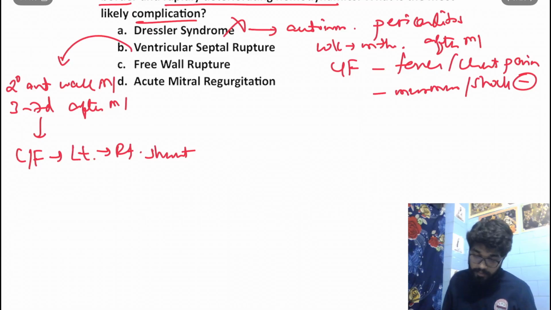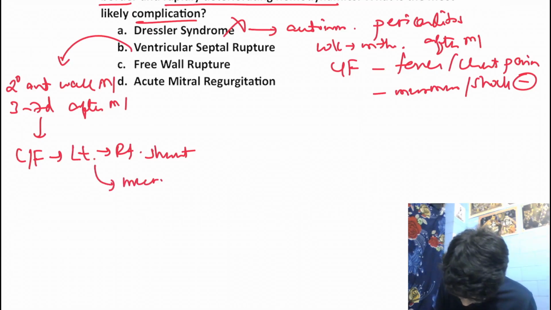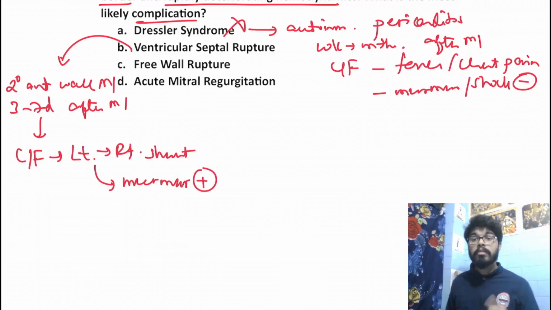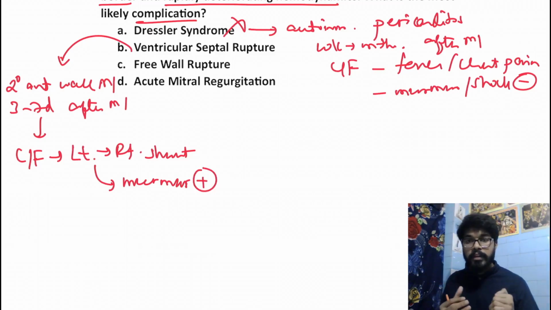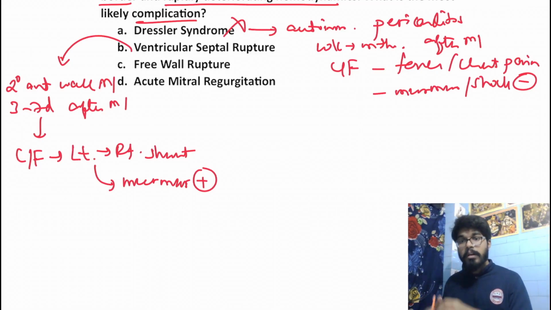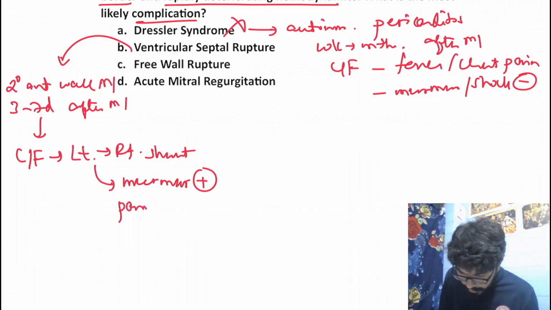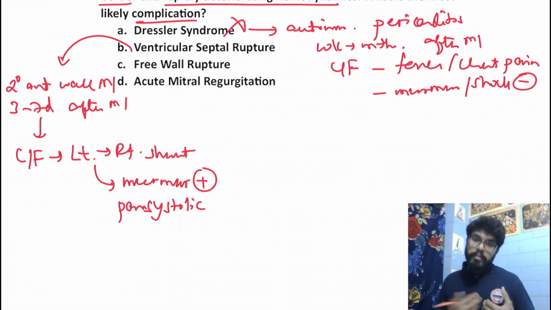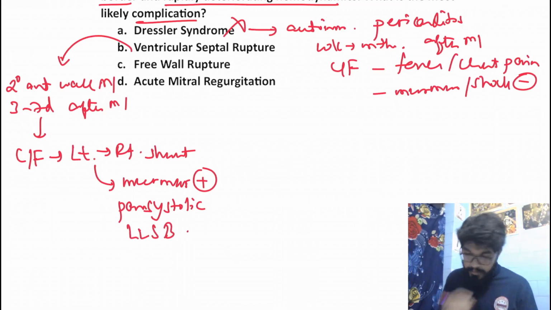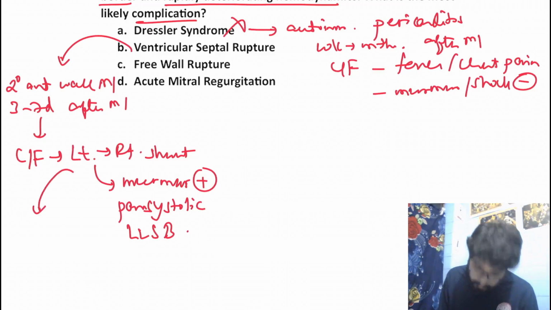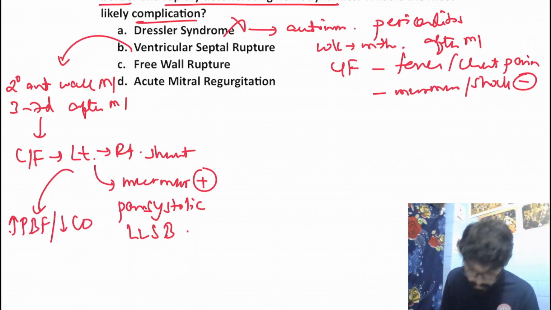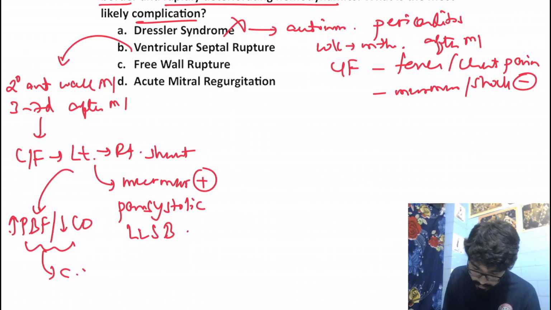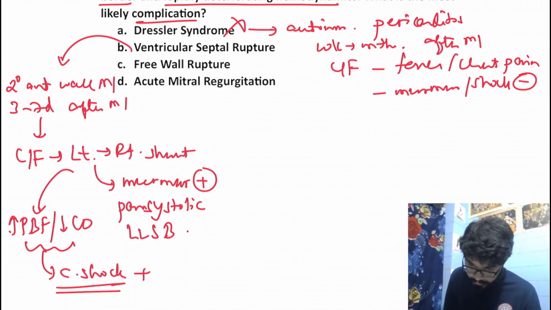Whenever there is a left to right shunt, the first thing we would get is a murmur. What sort of murmur? The murmur will be similar to that of VSD. The blood is shunting from left ventricle to right ventricle, so it will be a completely pansystolic murmur. And where will it be heard? Similar to VSD, it will be heard at the left lower sternal border. Moreover, since there is a shunt, there would be an increase in pulmonary blood flow and decrease in cardiac output. It would finally result in a cardiogenic shock state.